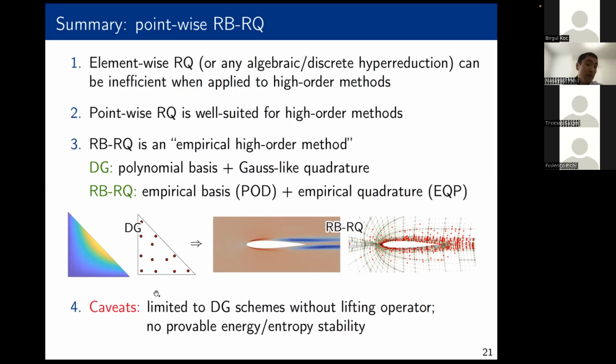One is that particular pointwise formulation I presented is limited to DG schemes without lifting operator. We have to have a residual form that can be decomposed into individual quadrature points. And those schemes with lifting operator that couples degrees of freedom within elements doesn't permit this decomposition. Second is that unfortunately, there is no provable energy or entropy stability for the current formulation. We do add entropy constraints at the set of training points, but in general, that does not mean that we have energy or entropy stability for all of the parameter values in the train parameter set.